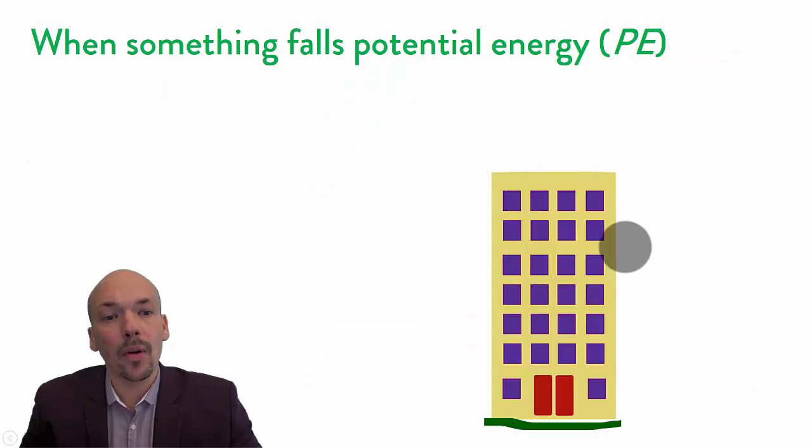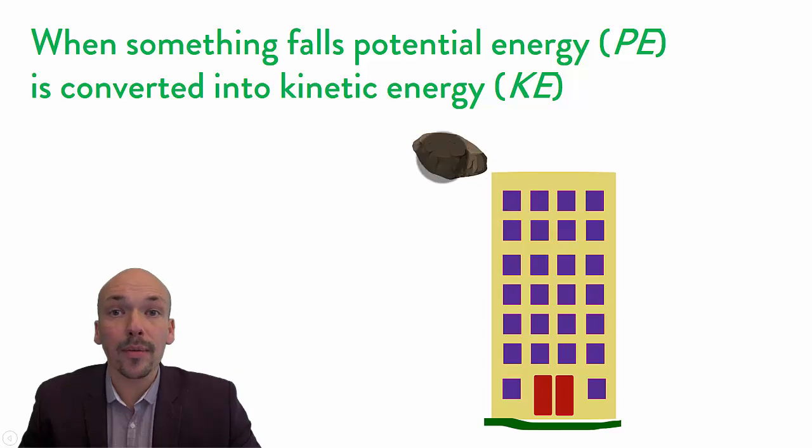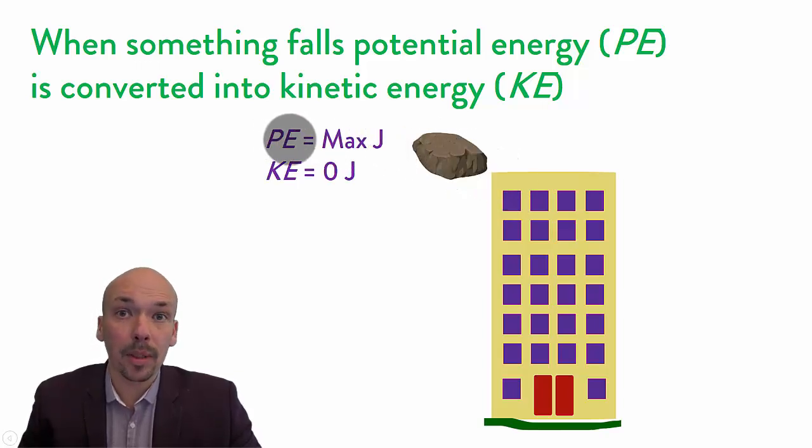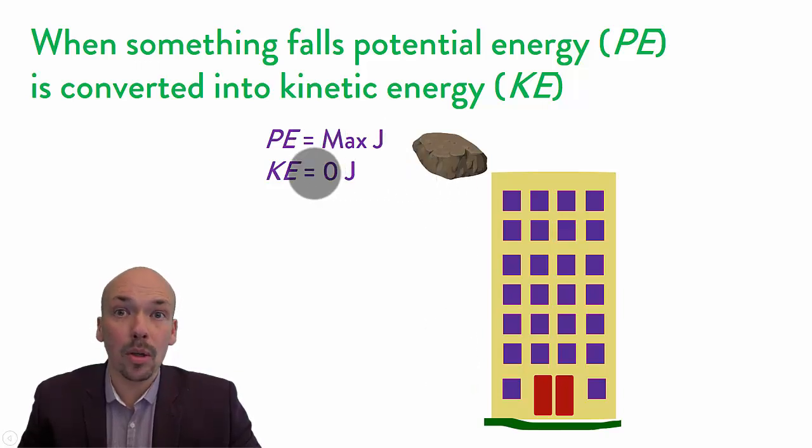So when something is falling, potential energy is converted into kinetic energy. If you drop the rock from the building, then at the beginning the potential energy will be at the maximum because it has a very big height, and there will be no kinetic energy because it's in your hand and you will just drop it. Then the kinetic energy will become larger.